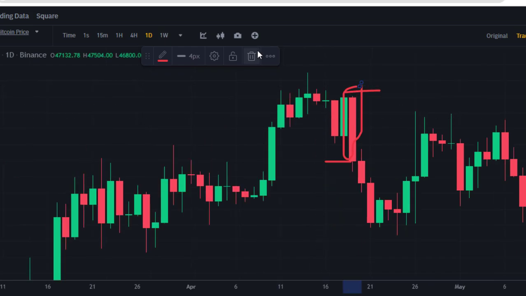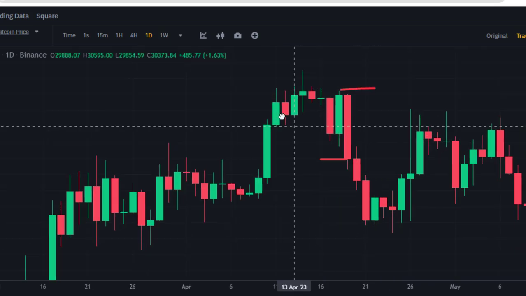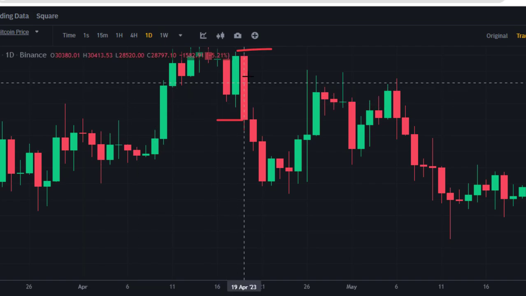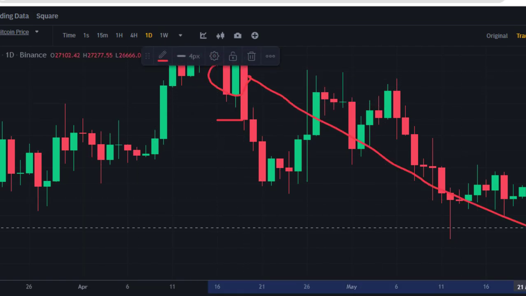What happened after this formation? The market began to move back to the downside. From this very area after the formation, the market came back to the downside.